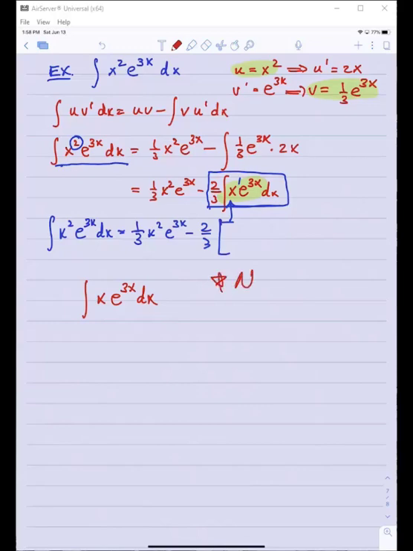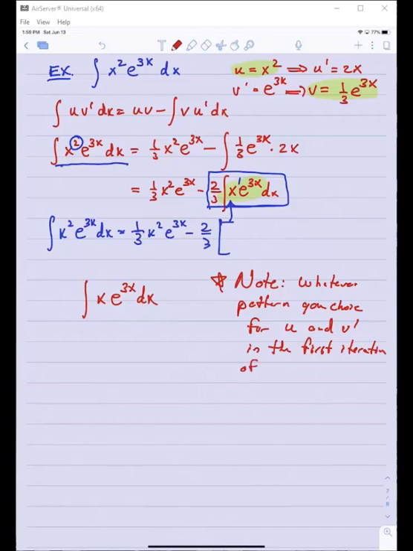Okay, a big note here, so important. Whatever pattern you chose for u and v prime in the, let's say, first iteration of the integration by parts, stick with that pattern.